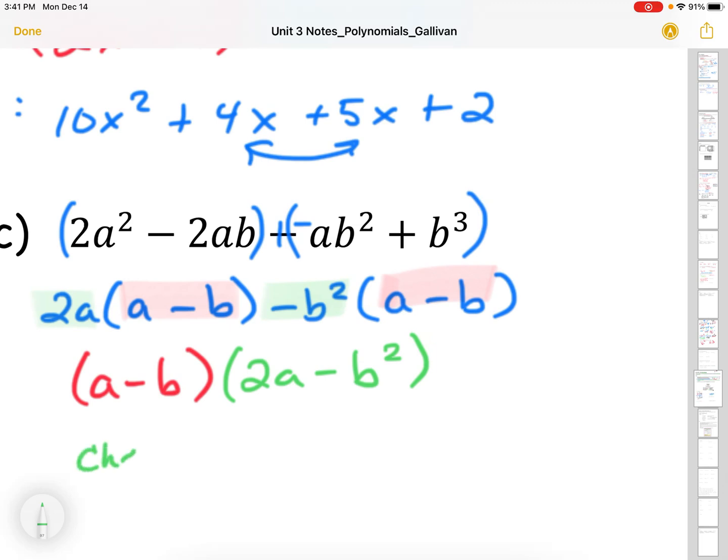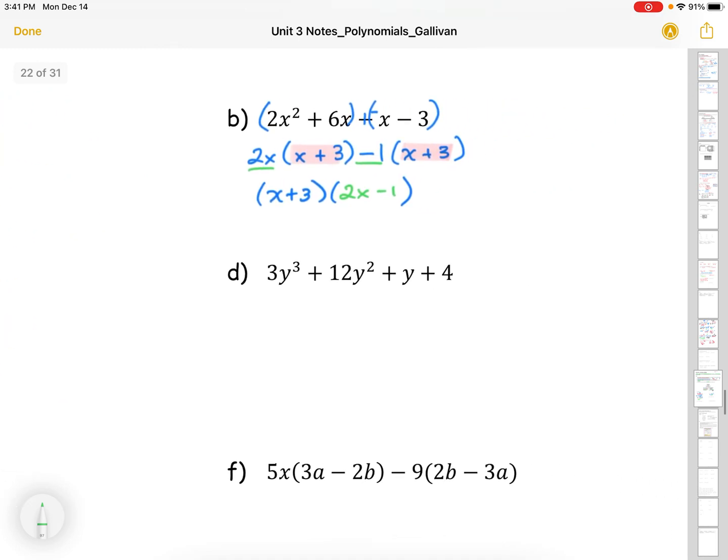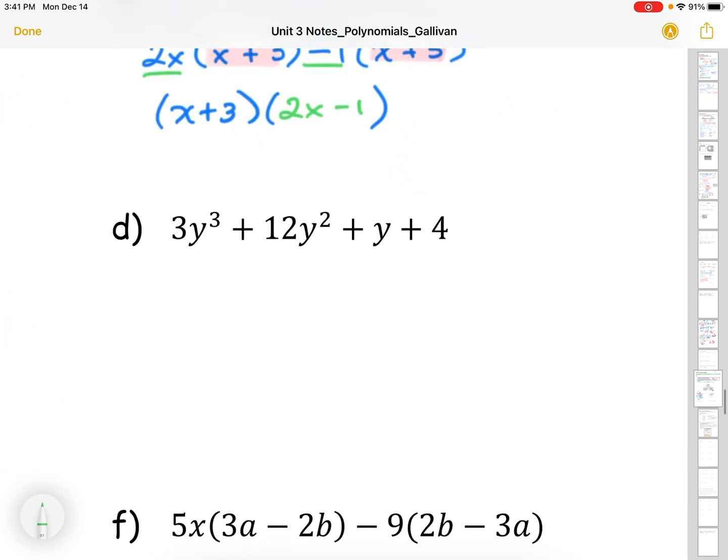And again, if you want to check it, check using FOIL. Okay? Alrighty, next one. 3y cubed plus 12y squared plus y plus 4. So, brackets. Okay, let's do some factoring.